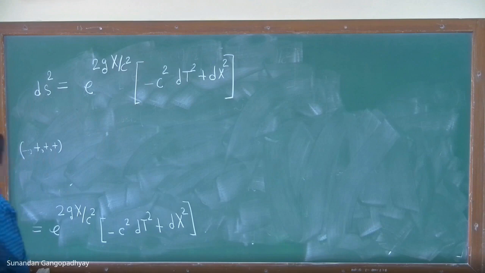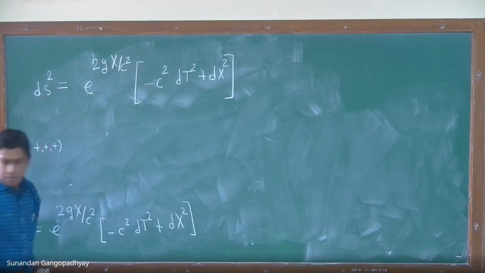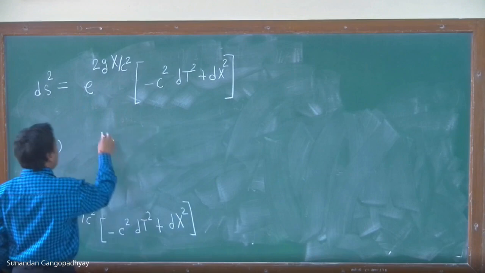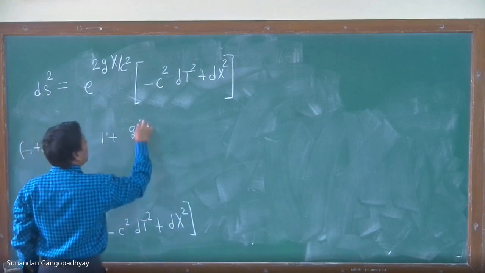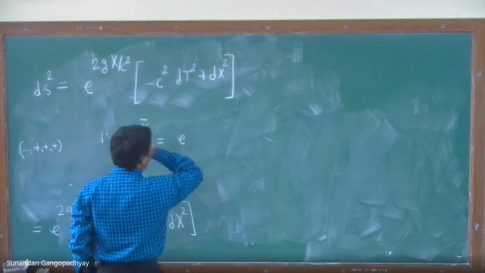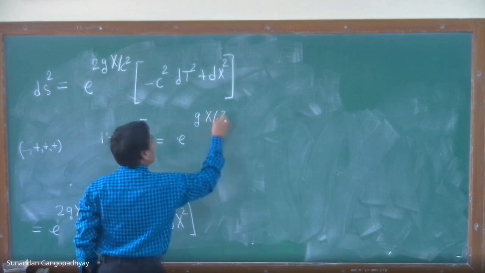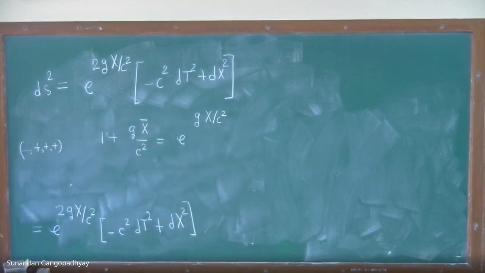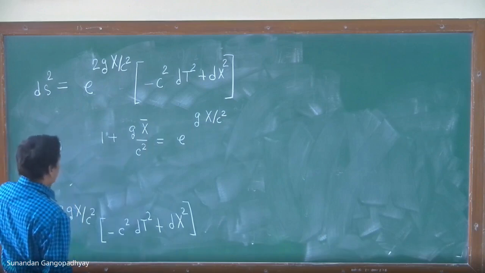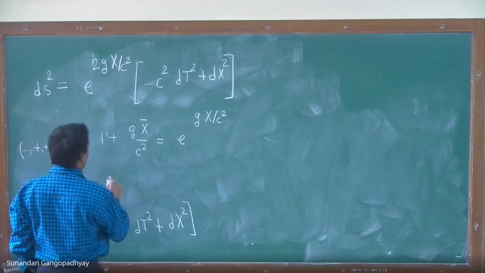So one more step we have to do. We now define a new coordinate, and that coordinate is defined in the following way. See, this is on top, so it does not look nice. So what we shall do is define a new coordinate x bar, which is e to the power of gx minus c square. Okay, so if you do this, now you just take a derivative of this.